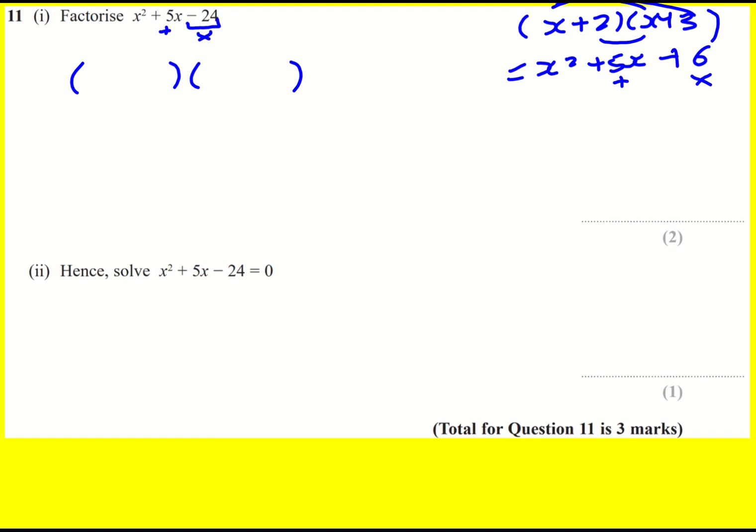One is going to be negative this time because for two numbers to multiply to give a negative, one's negative, one's positive. They're going to add to give a positive. So we can write down our factors.